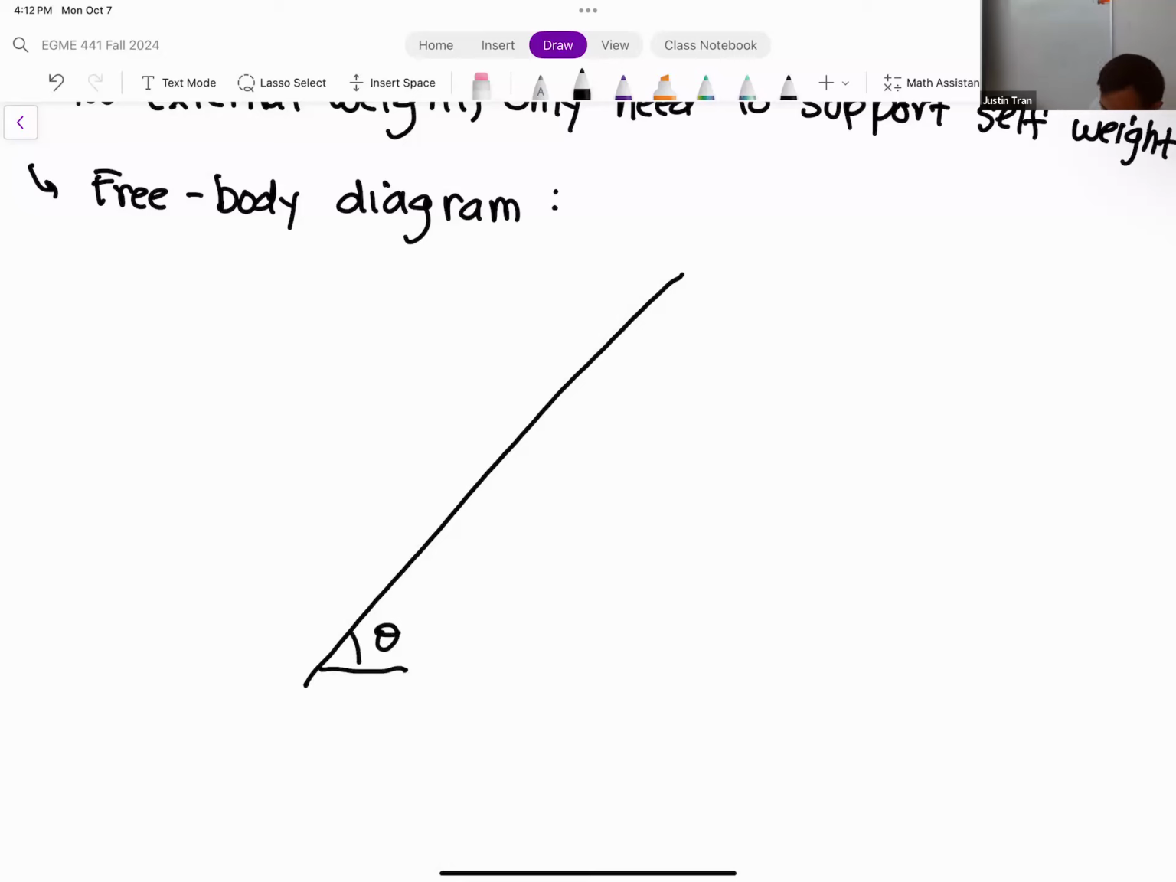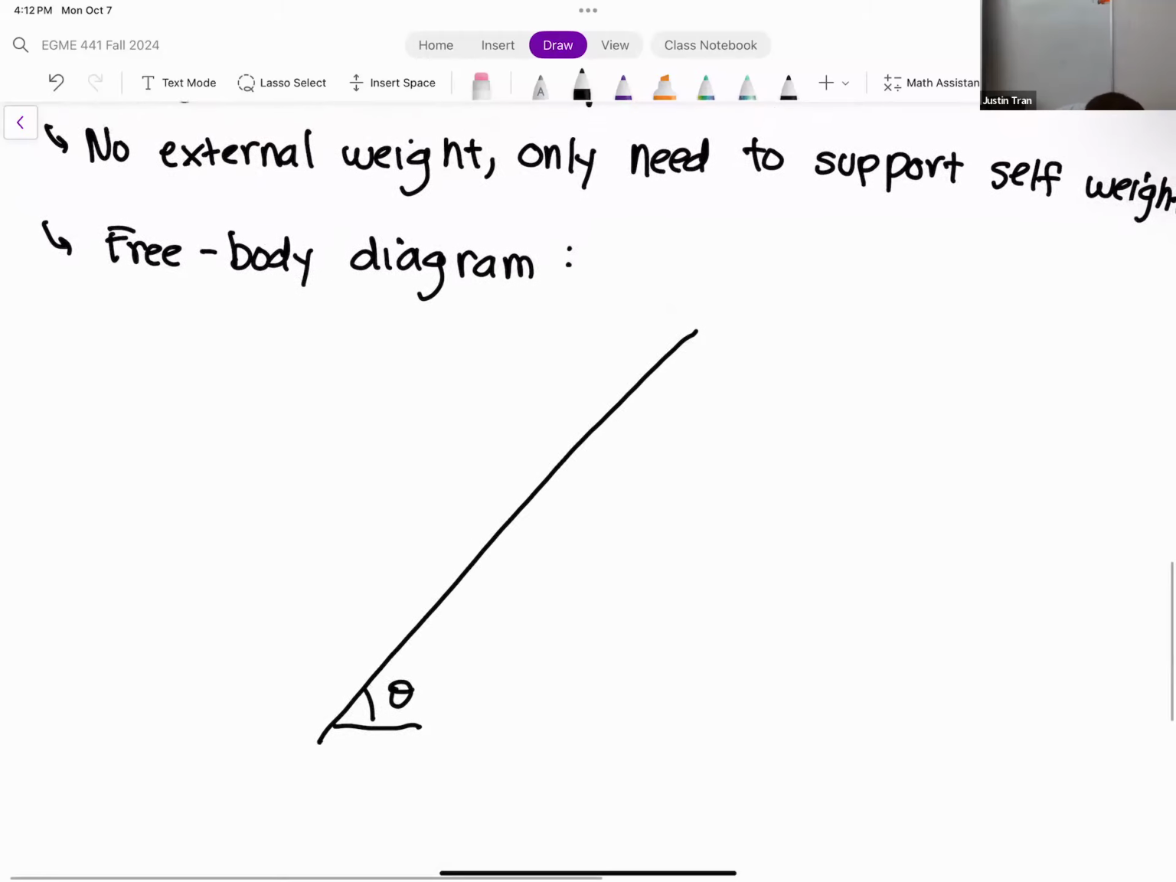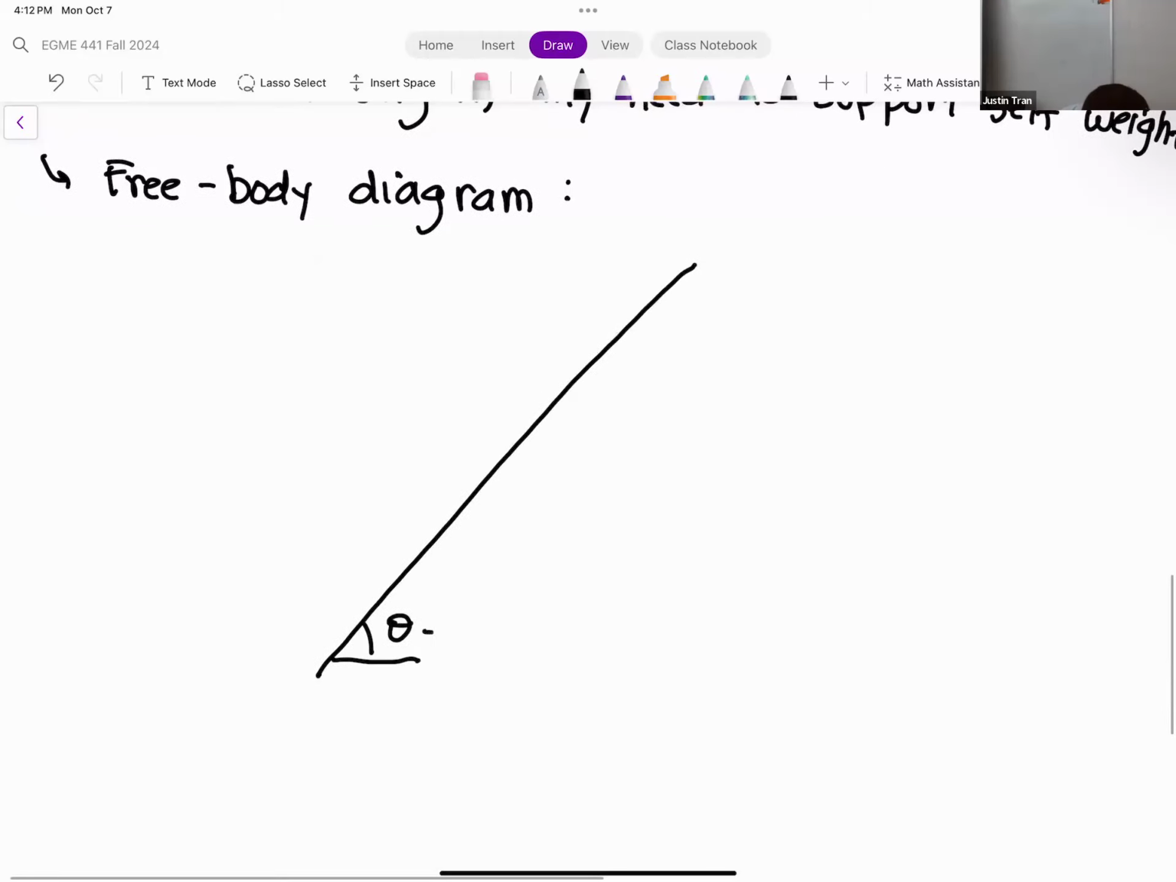And so of course the key parameter here is going to be the tilt angle theta. So we'll call theta the posture.